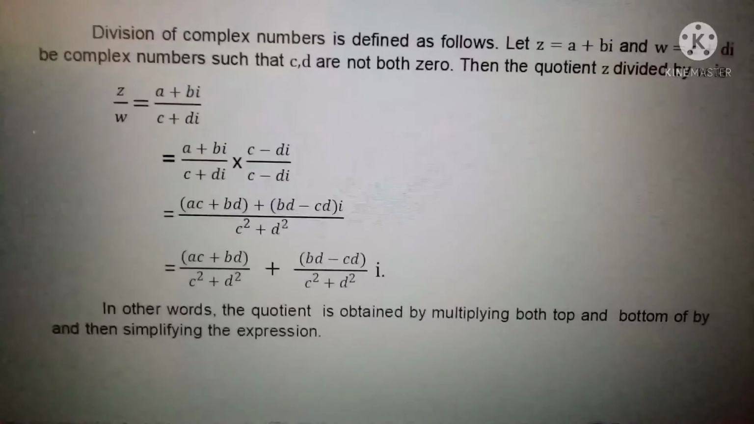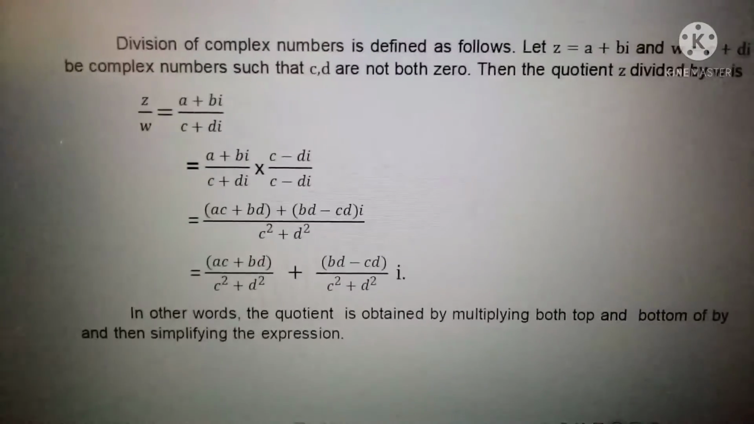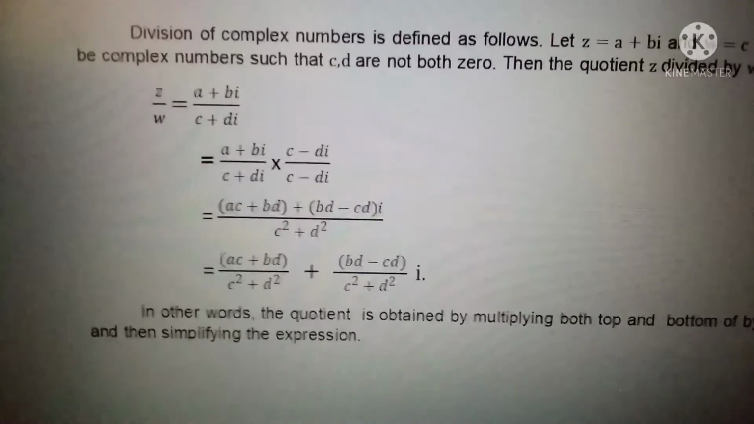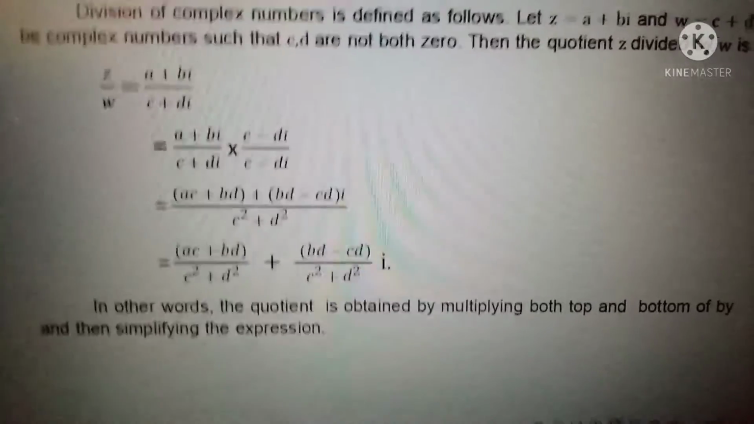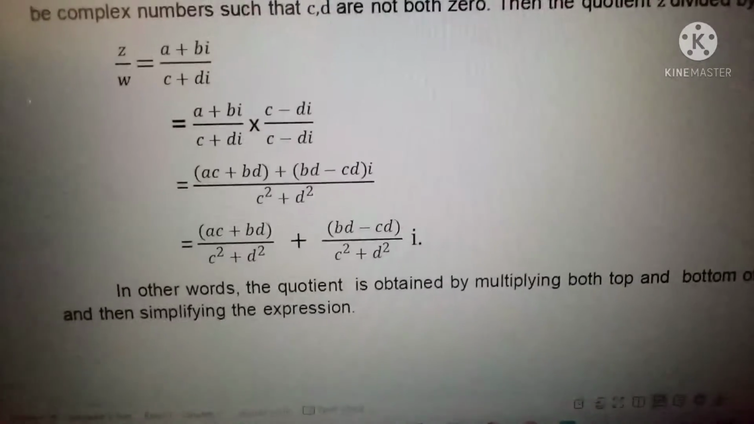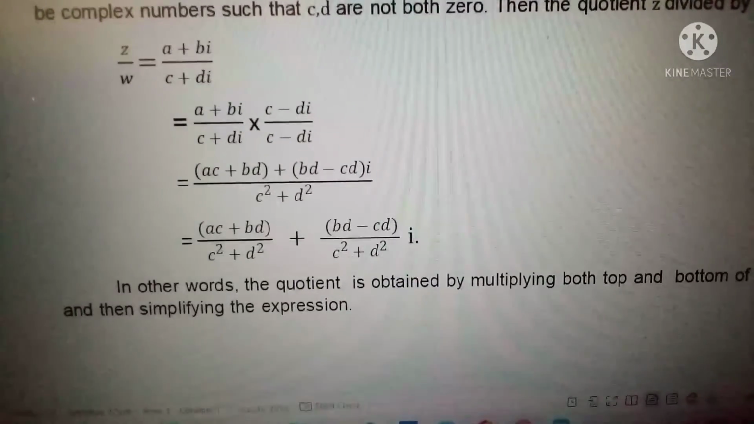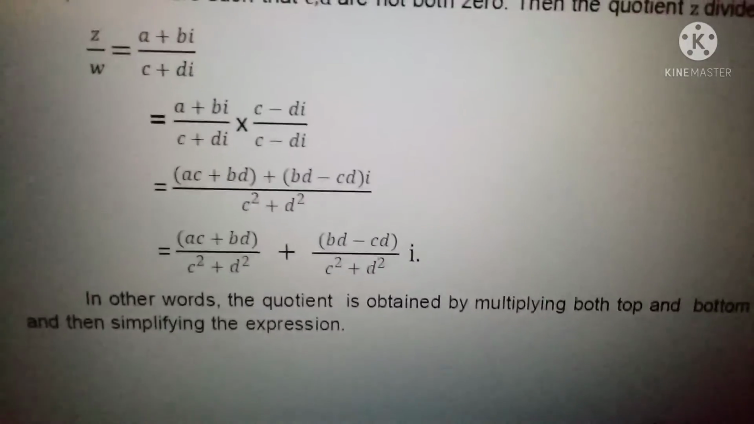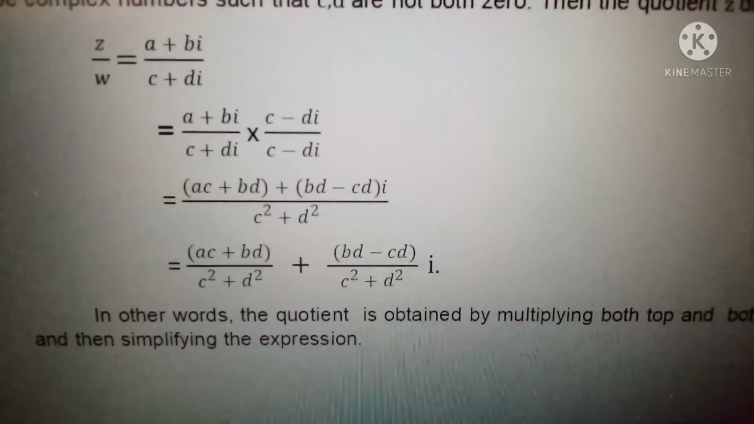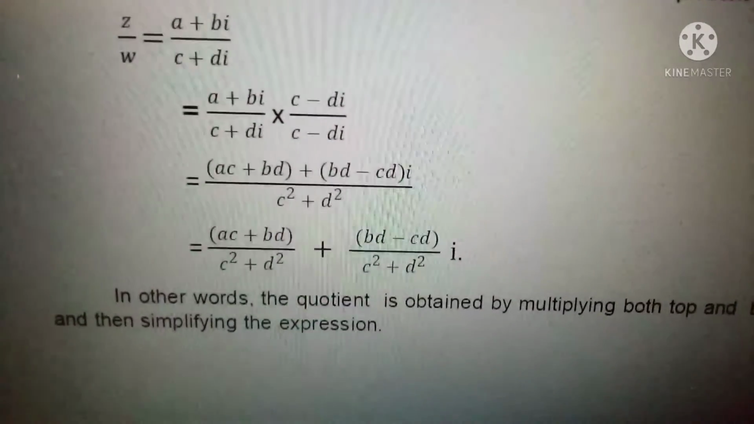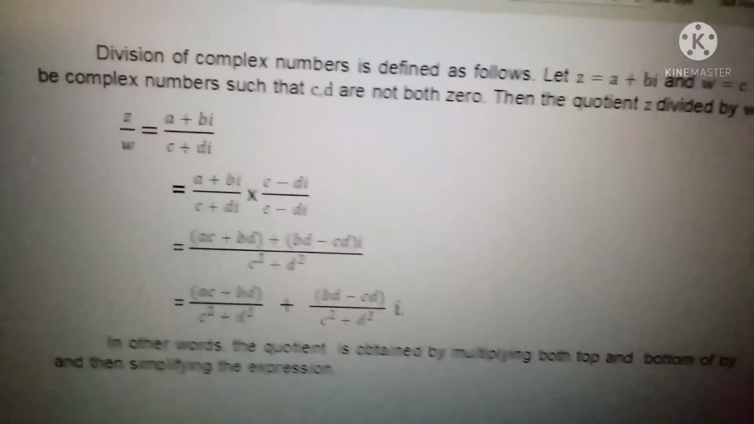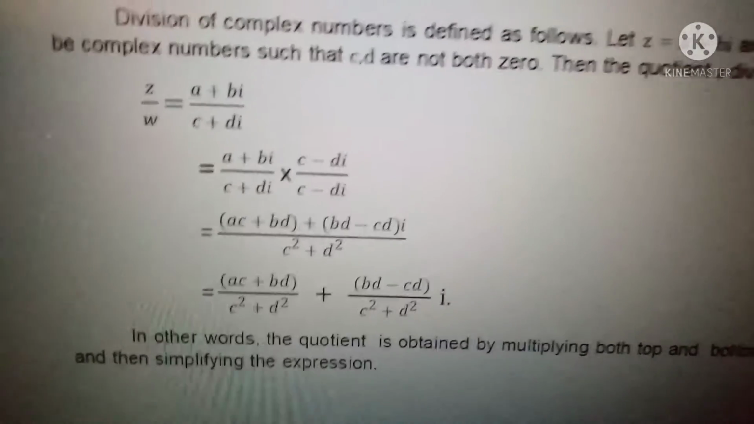quotient z divided by w is equal to a plus bi divided by c plus di. So, isi-simplify lang po natin and then nag-come up na po tayo sa ating sagot na ac plus bd divided by c squared plus d squared plus bc minus ad divided by c squared plus d squared times i. In other words, the quotient is obtained by multiplying both top and bottom of the fraction by the conjugate of the denominator, then simplifying the expression.